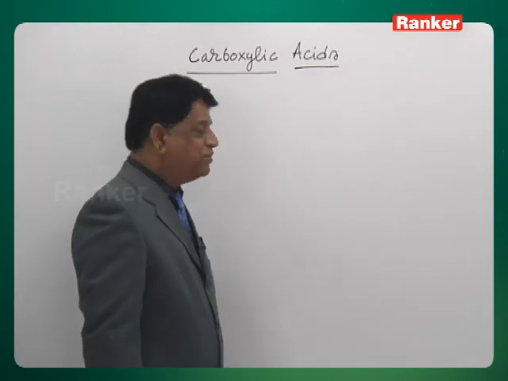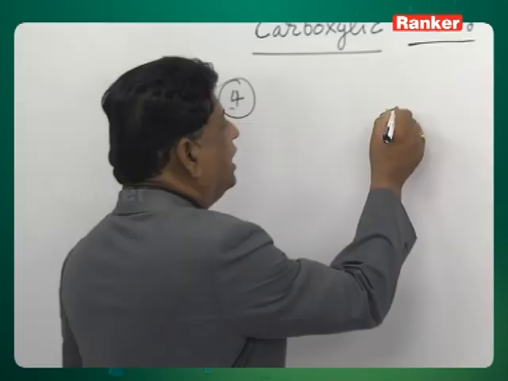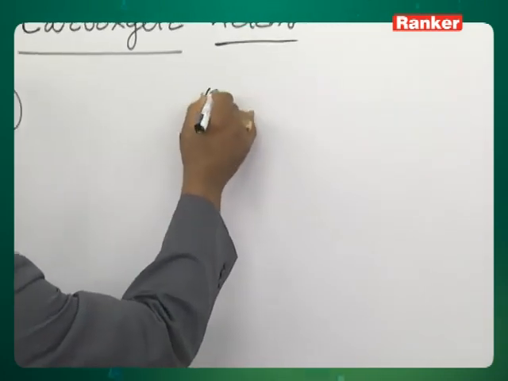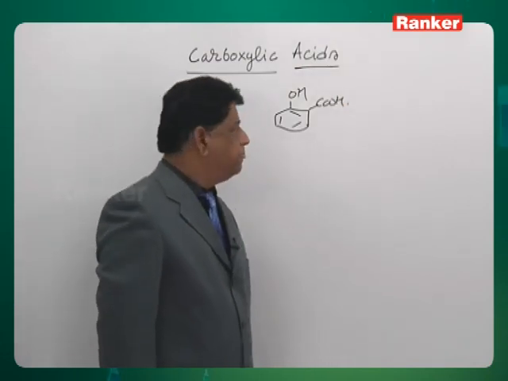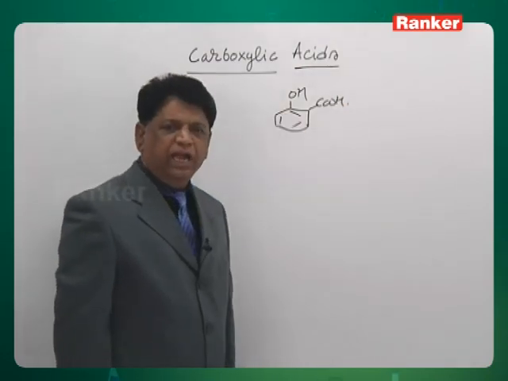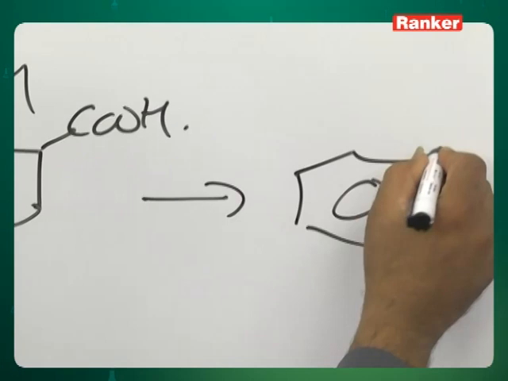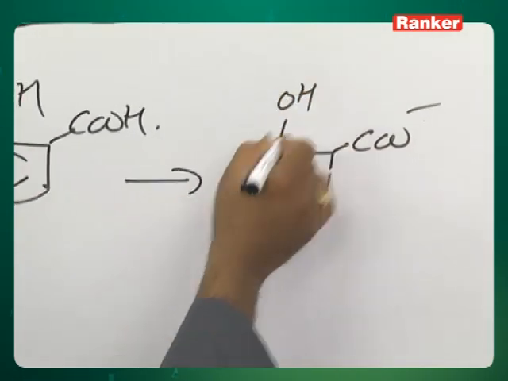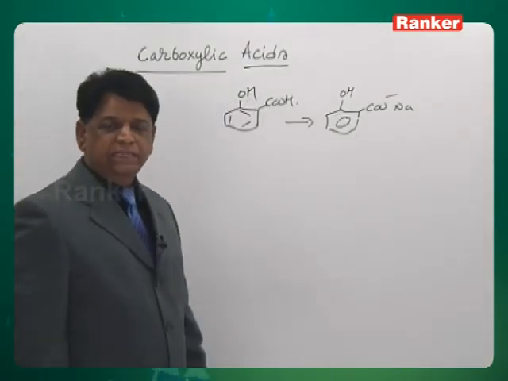So, let us go for question number 4. Sodium bicarbonate reacts with salicylic acid to form what? Any carboxylic acid generally liberates carbon dioxide with bicarbonate. Salicylic acid contains the carboxylic acid and the OH. Sodium bicarbonate is a base. Phenol is a weak acid, therefore, it will not react, but the carboxylic acid is going to react and forms the sodium salt. Bicarbonate will form a sodium salt of the carboxylic acid. So, this is the basic skeleton reaction.